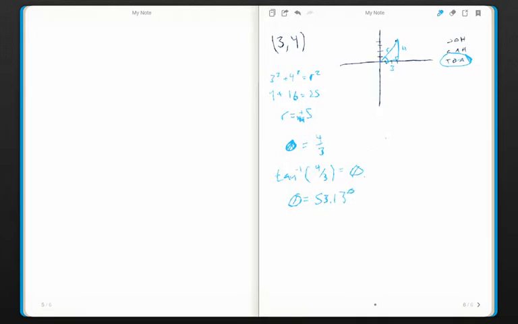So now we can write our polar coordinates in order to reach the same point. It would be our r value of 5 and our theta of 53.13 degrees.